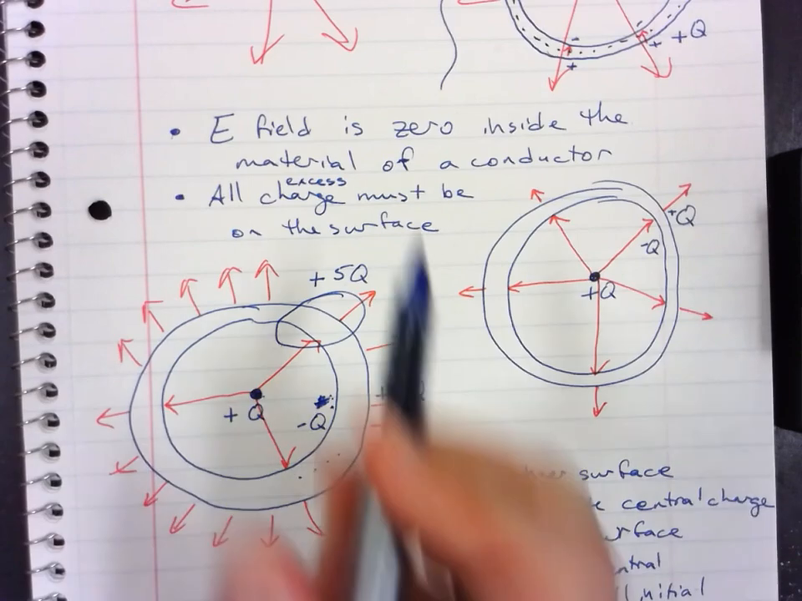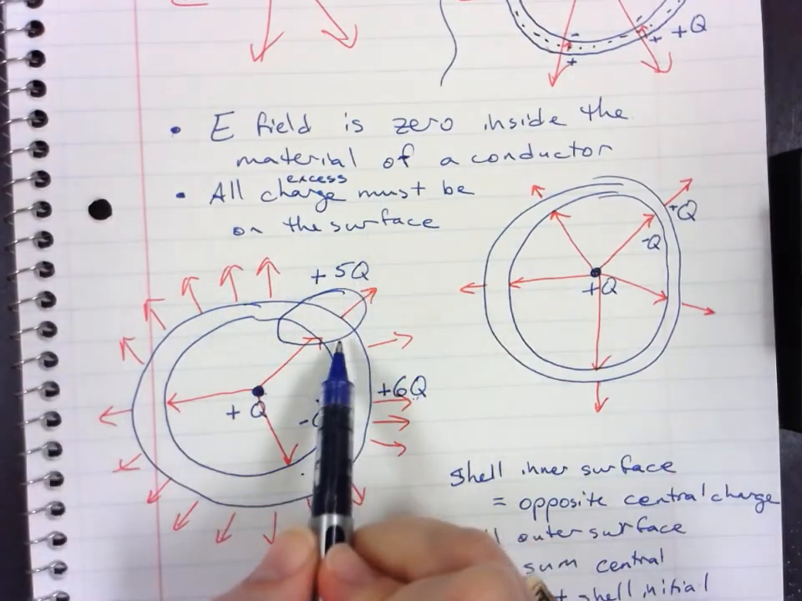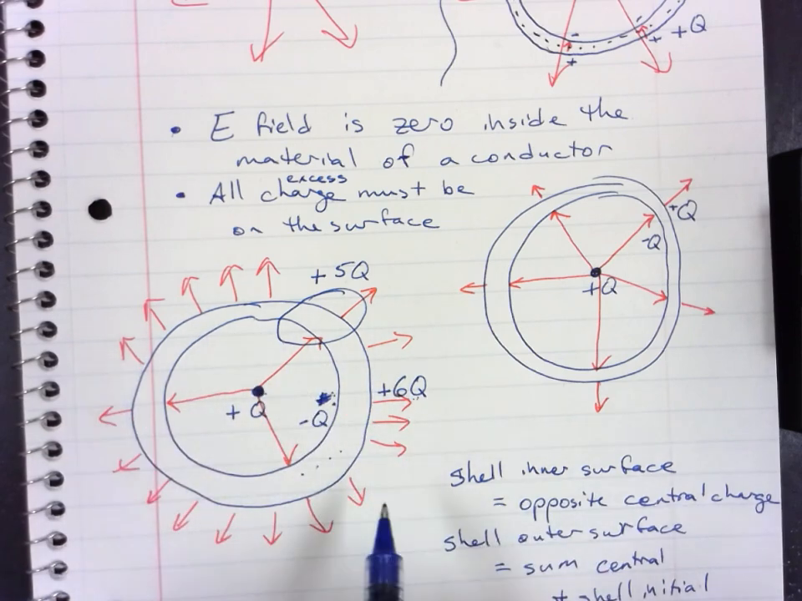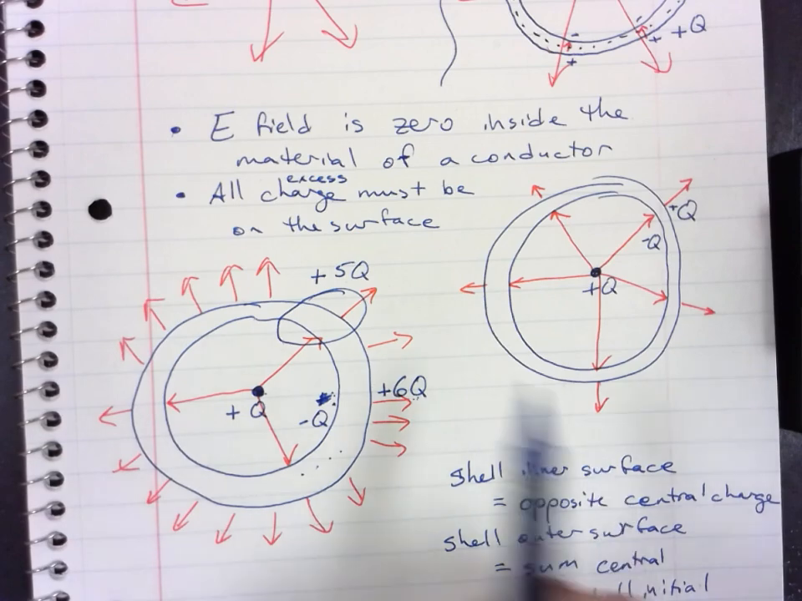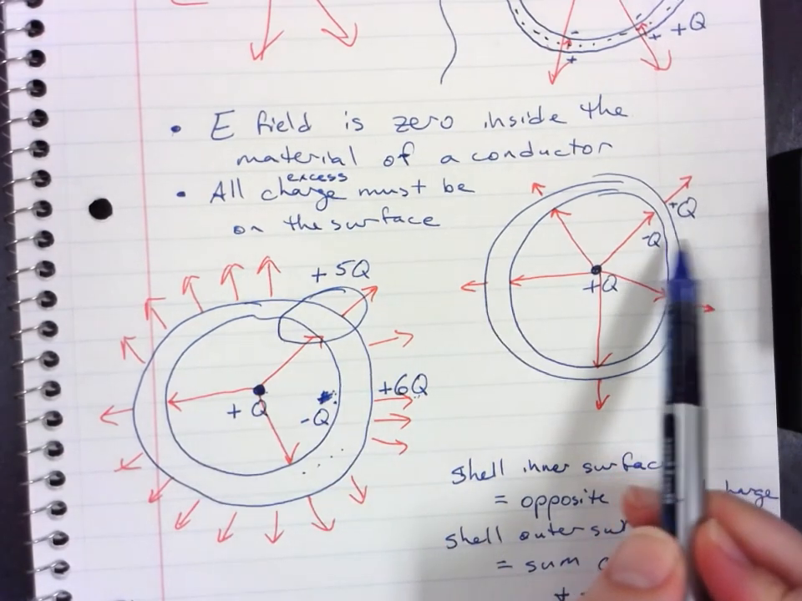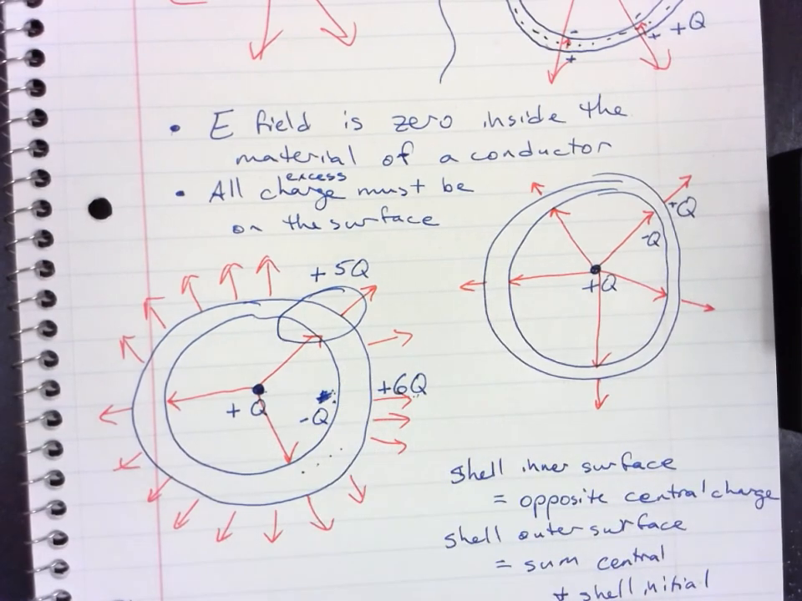That's one of the reasons I needed to say up here all excess charge must be on the surface. This metal is full of protons and electrons. There's lots of charges throughout here. But if I put extra charge on there by adding electrons or taking electrons away, thank you, Benjamin Franklin, then that excess charge must be on the two surfaces. It cannot be inside the actual material of the metal.